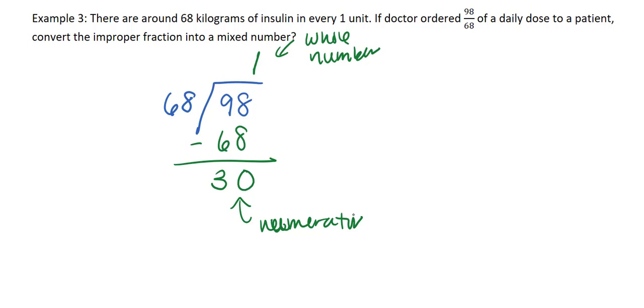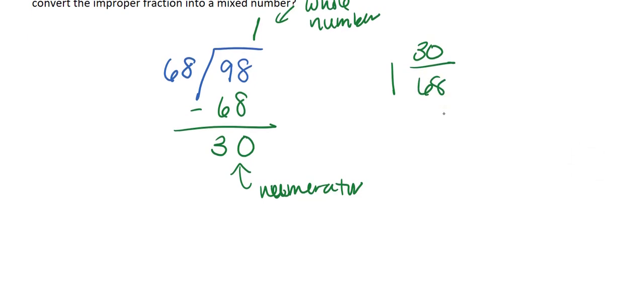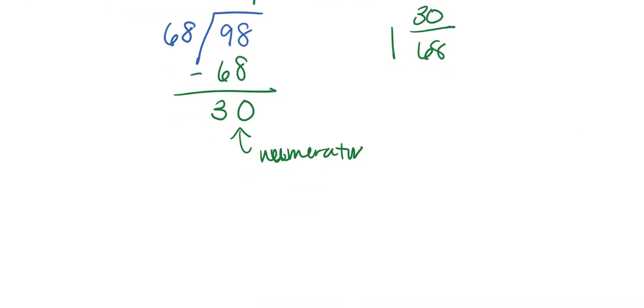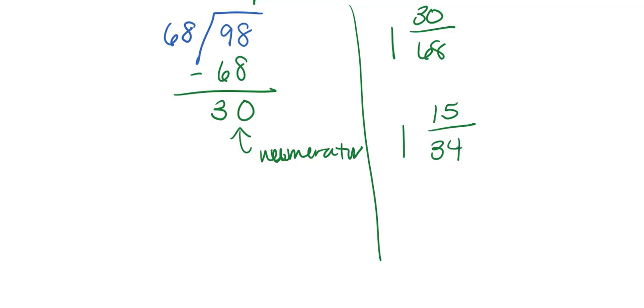So let's go ahead and do that. So we have 1 and 30/68, because we keep the denominator. And then we can actually reduce because both of these numbers are even. So if we reduced it, 15/34, because we just divided by 2 on both the top and bottom. A whole factor of 2. So 30 divided by 2 is 15. 68 divided by 2 is 34. So this would be our solution.